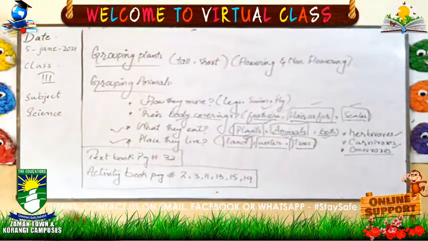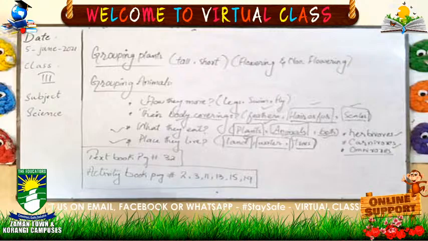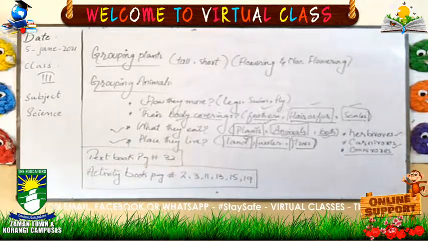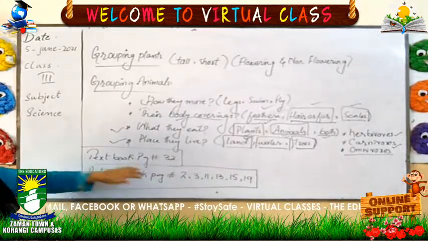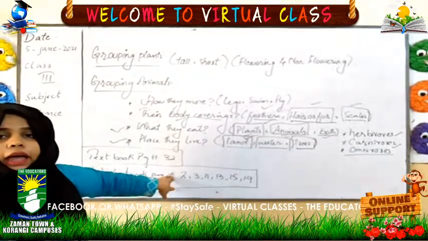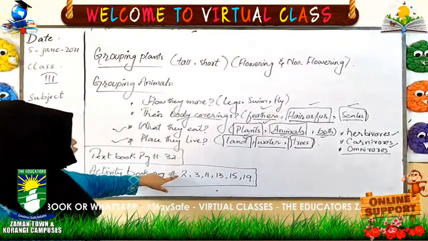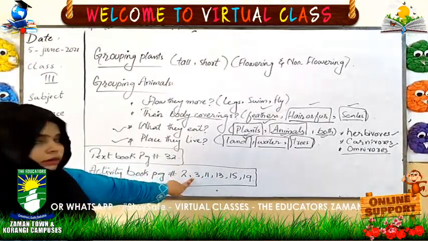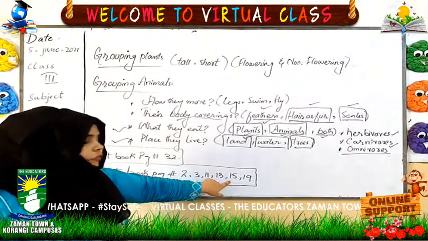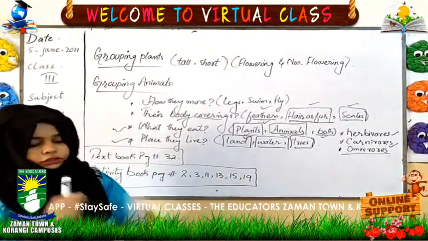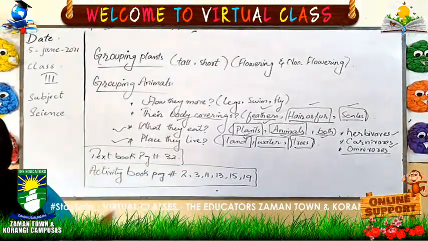Now open your book, that is the activity book. In the activity book we have done these pages, but we are going to have a quick review of them: page number 2, page number 3, 11, 13, 15 and 19. Just open your book and hold your pencils.